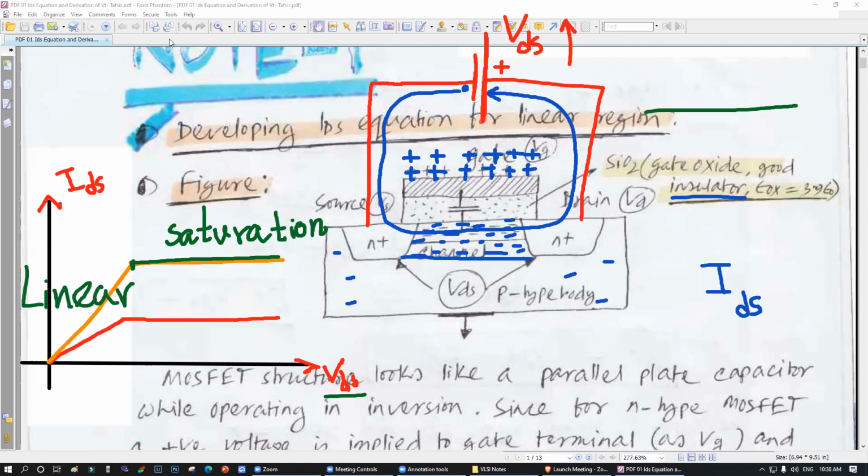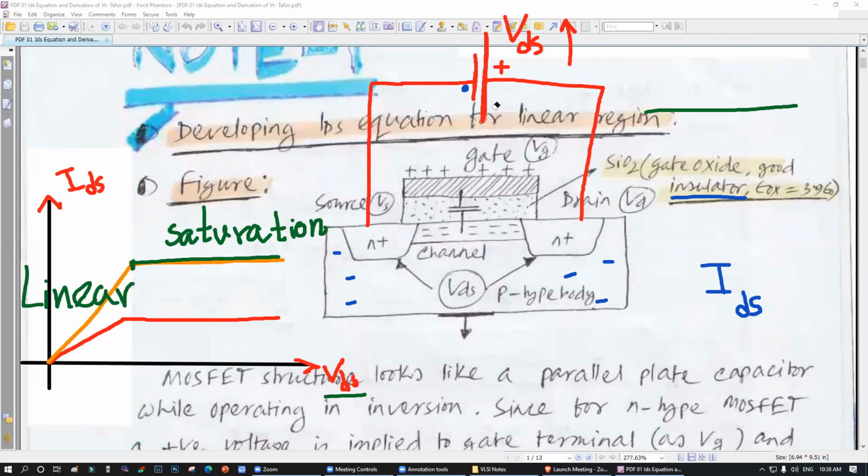There is one more region, when there was no current. When there was no gate voltage, that means when there was no channel, there was no current. And when there was no voltage here, there was no current. So either way, if your voltage is not there or your channel is not there, your current becomes zero. That region is called the cutoff region. You have learned it, right? You have heard it, right?